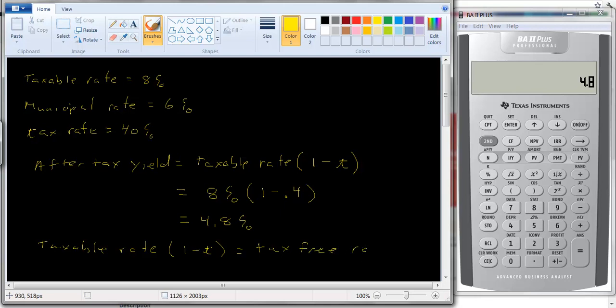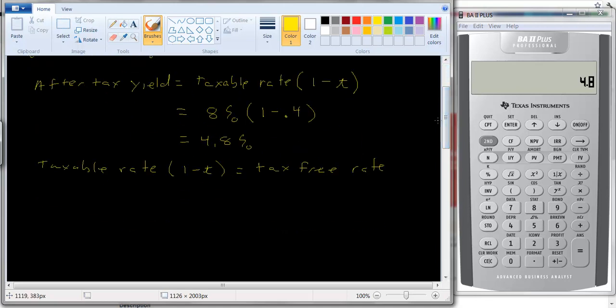And we can find out what's the tax rate that determines whether you should buy the municipal bond or the taxable bond. So let's substitute in here. We have 8% times 1 minus the tax rate equals the tax-free rate, which we said was 6%. Let's divide both sides by 8%. Okay, so this will cancel. So we have 6 over 8 here.